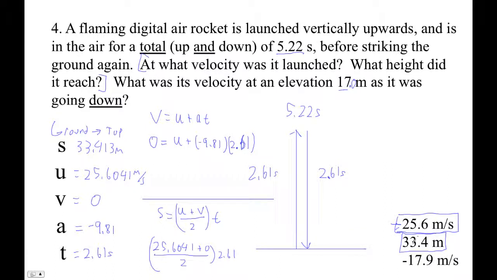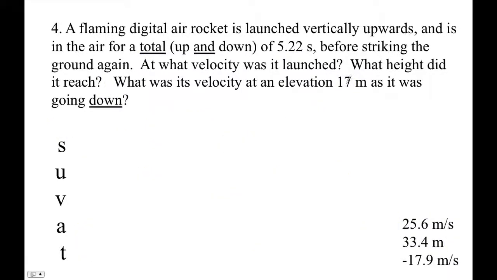Now the next thing is we've got to figure out this part. Well, that's not ground to the top, that's ground to 17 meters. So I have to erase, I'm very sorry about that. My initial velocity is actually the unrounded version from the first part, 25.6041. My acceleration is negative 9.81, and my elevation is 17, let's say 17.0 meters. Let's make it 3 sig figs.